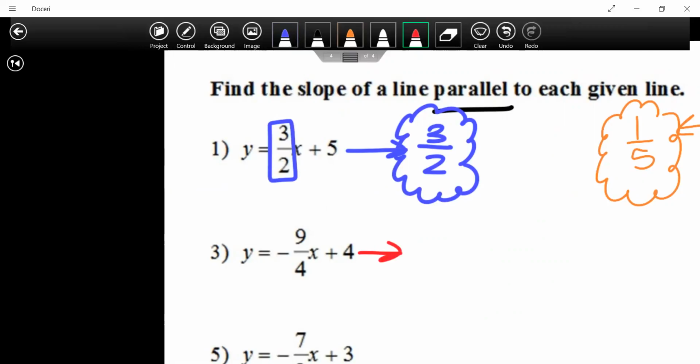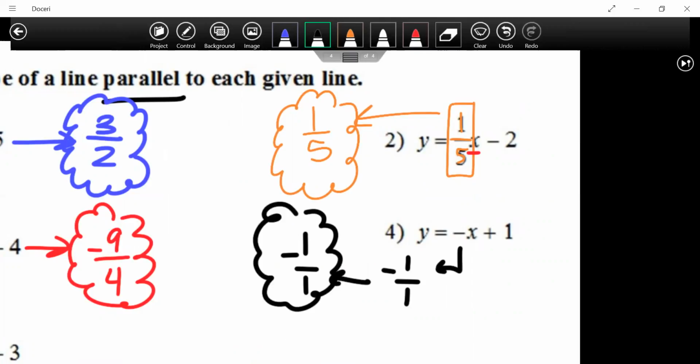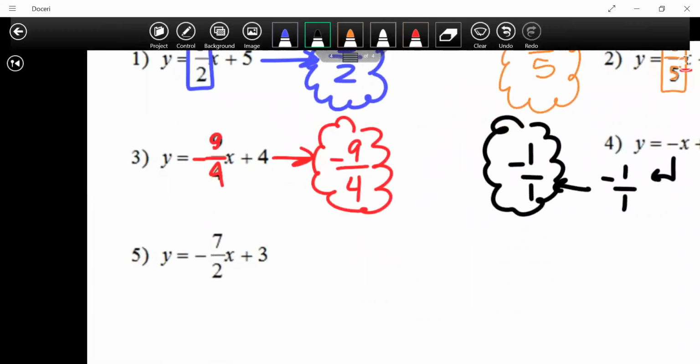Next one, what do we have? -9/4. What would make it parallel? I think you guys know where I'm going with this. Okay. Number 4 might be a little bit tricky. Hopefully you guys can get it. What is my slope for number 4? -1/1, or just -1 I'm okay with. What would make it parallel? Here we go. Last one.